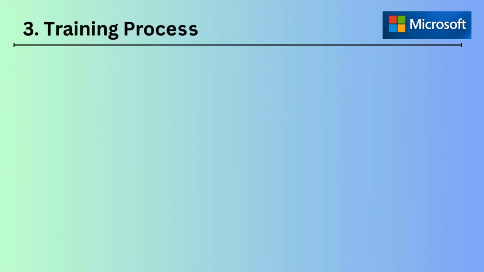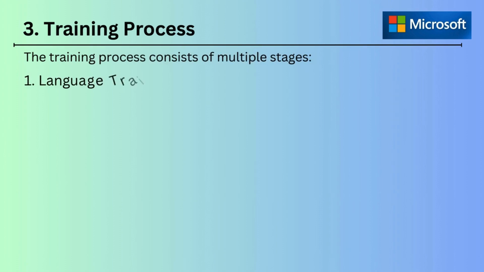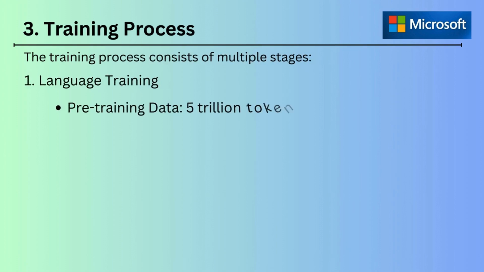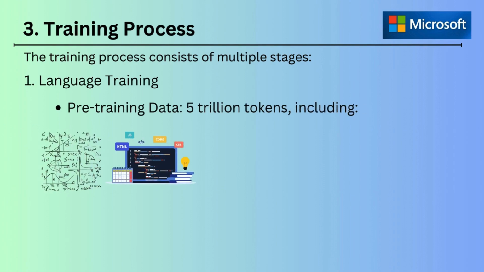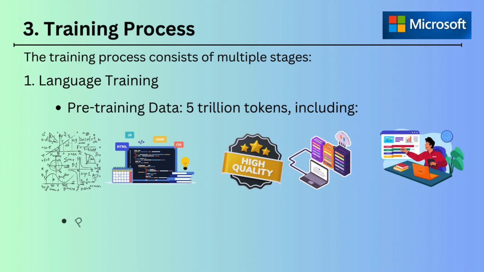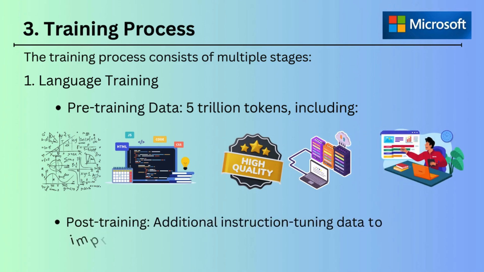3. Training process. The training process consists of multiple stages. 1. Language training. Pre-training data, 5 trillion tokens, including curated math and coding datasets, filtered high-quality web data, synthetic reasoning data. Post-training, additional instruction tuning data to improve real-world usability.